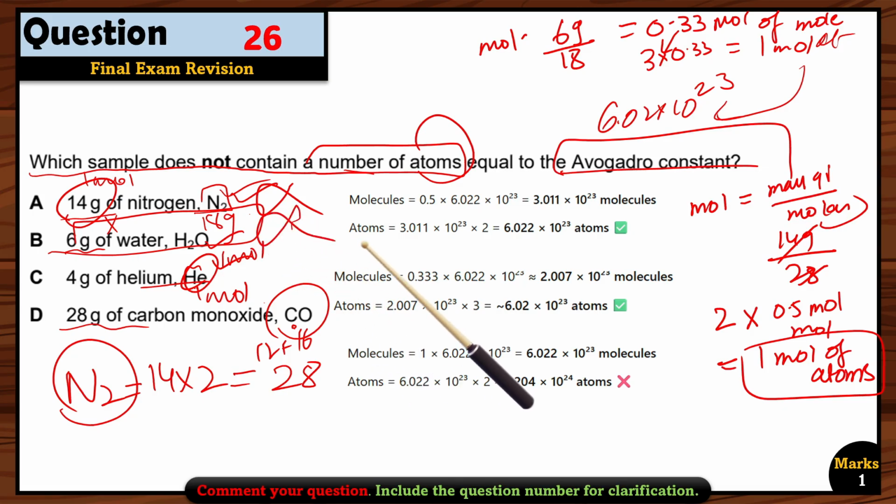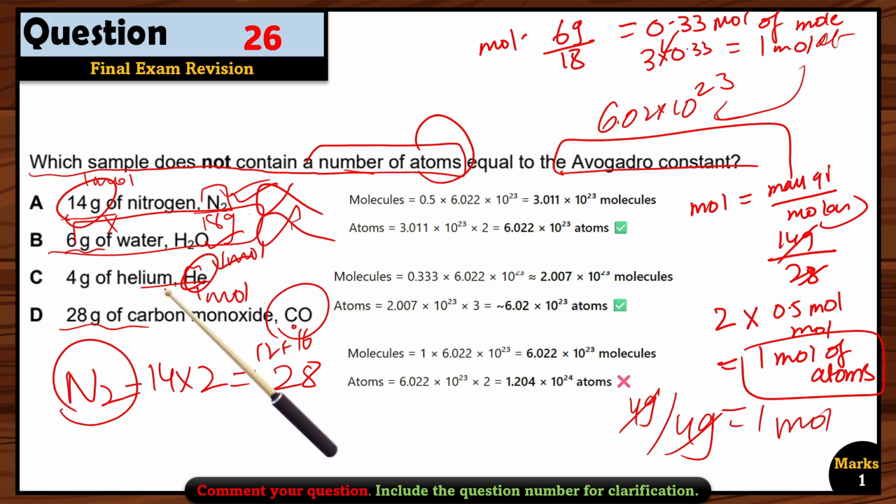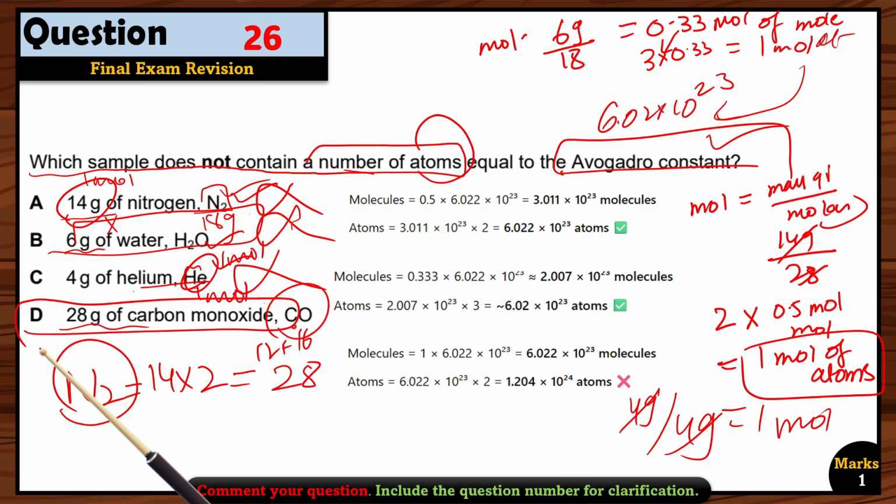Let's see option C, 4 grams of helium. The molar mass of helium is 4 grams, and the mass given is also 4 grams, so this is also 1 mole. It means helium is also equal to Avogadro's constant. So now we are just left with option D, and that is the right option. Why? Because the molar mass of carbon monoxide is 28 and the given mass is also 28. So carbon monoxide moles are 28 over 28, which is 1 mole.